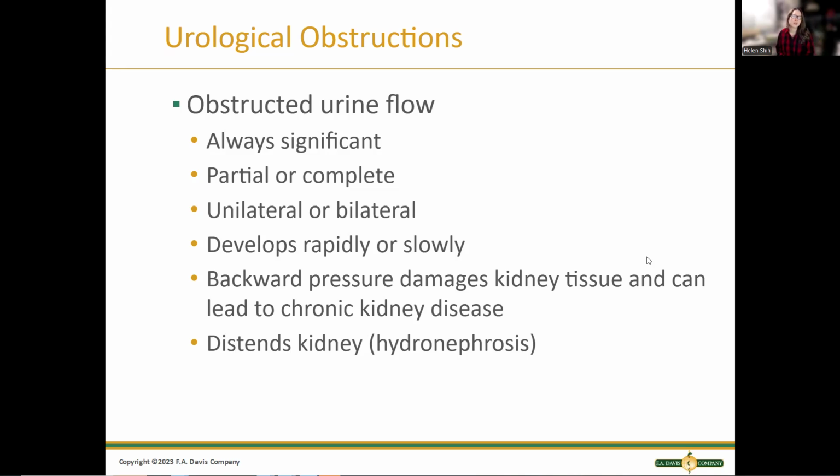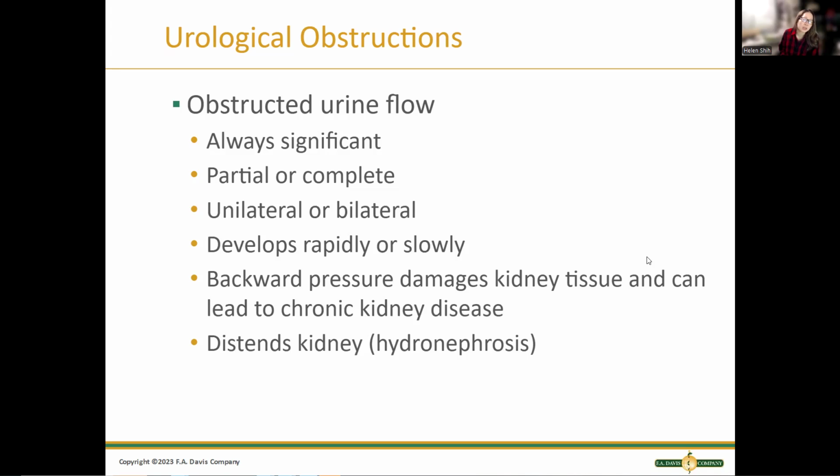Partial obstruction obviously means that there's some opening so that the urine can flow. It's just a very small opening. Whereas complete obstruction of urinary flow would mean that it's not flowing out of that ureter or out of that kidney at all. Urological obstructions can develop rapidly or slowly. It just depends on the cause.